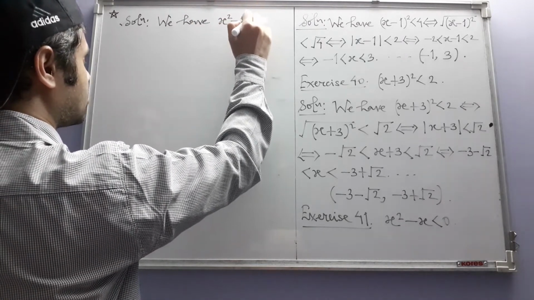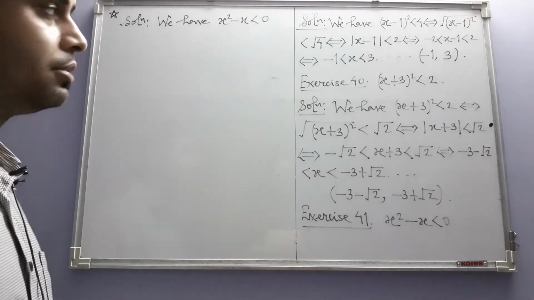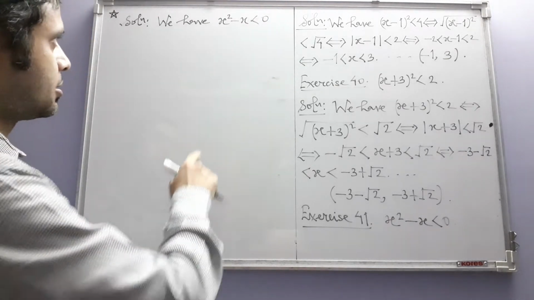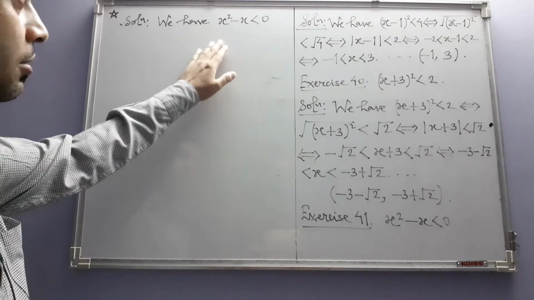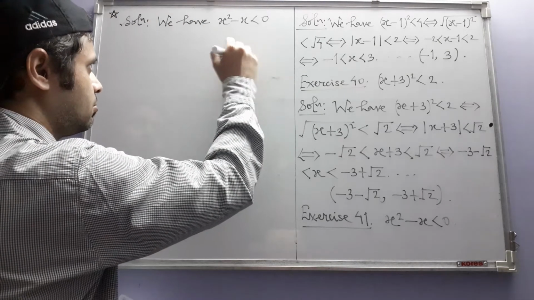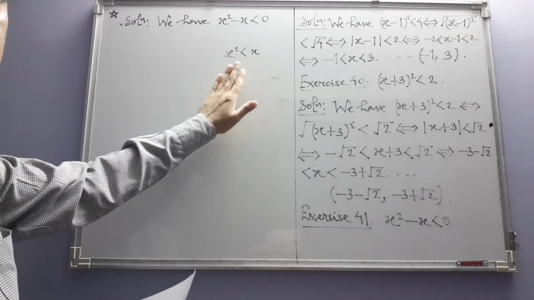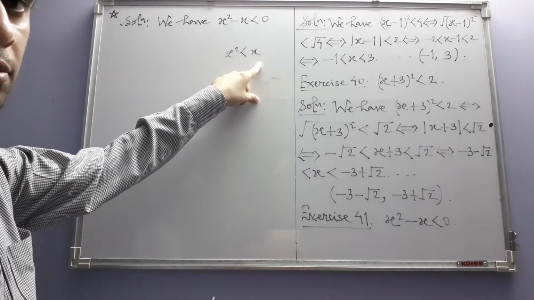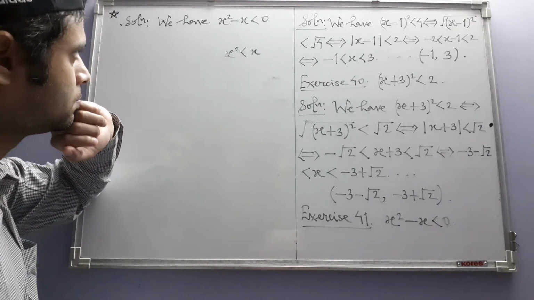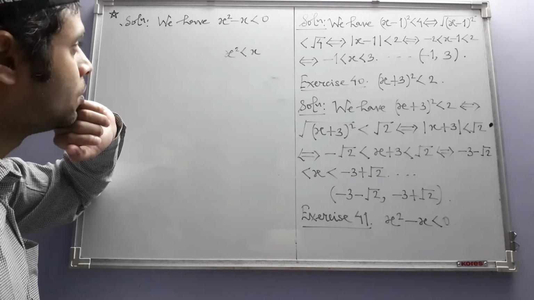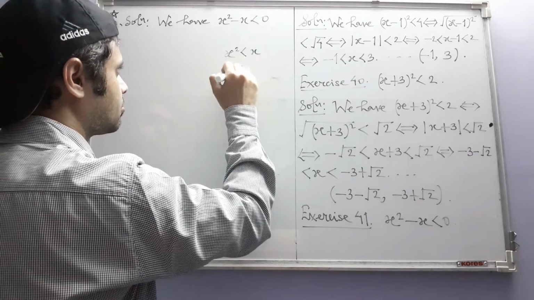X square minus x less than 0. See, one wrong step would be to add x on both sides, thus getting x squared less than x and then taking square root. Always keep in mind that if you write the given inequality like this, there is no problem. Till this it's okay. But then you cannot take square root on both sides. Why? Because you would not know, or would you know? Oh yes, no, we can take square root. The reason for that is this. Now we can take square root.